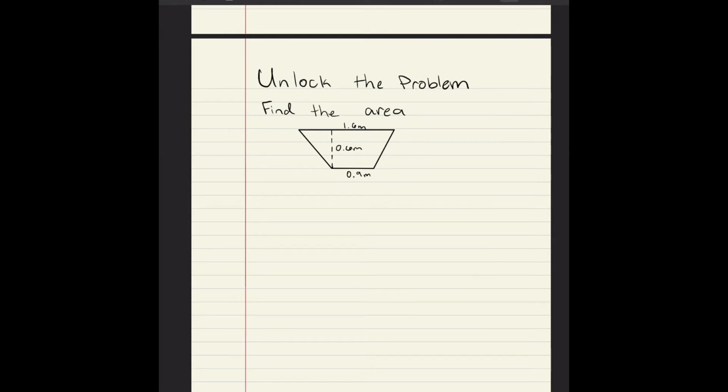For unlock the problem, we need to find the area. We have a trapezoid and we're going to use the formula area equals 1/2 times base 1 plus base 2, times h. I'm going to plug in what I have. I don't have the area. I bring my half down. Base 1 is 1.6, plus base 2, 0.9, times our height, which is 0.6.